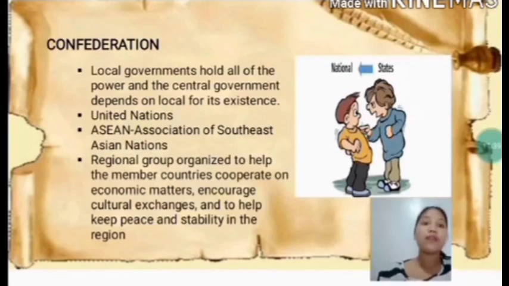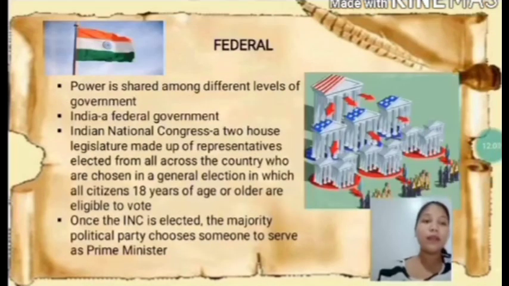Confederation is where local governments hold all the power and the central government depends on the local for its existence. An example is ASEAN, the Association of Southeast Asian Nations, a regional group organized to help the member countries cooperate on economic matters, encourage cultural exchange, and help keep peace and stability in the region.